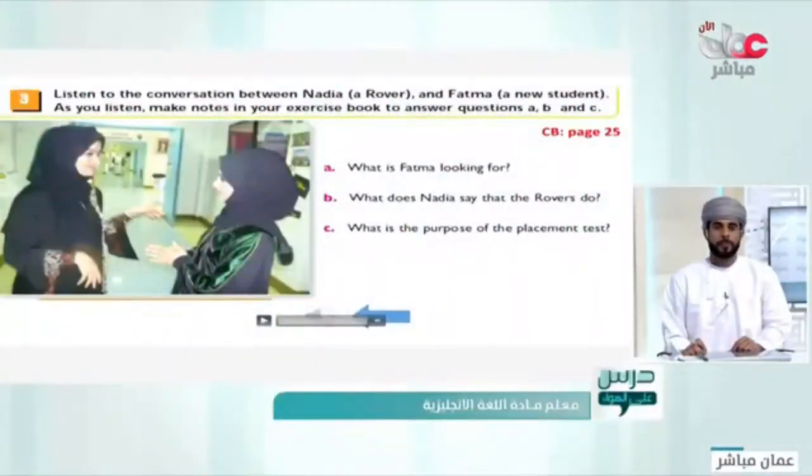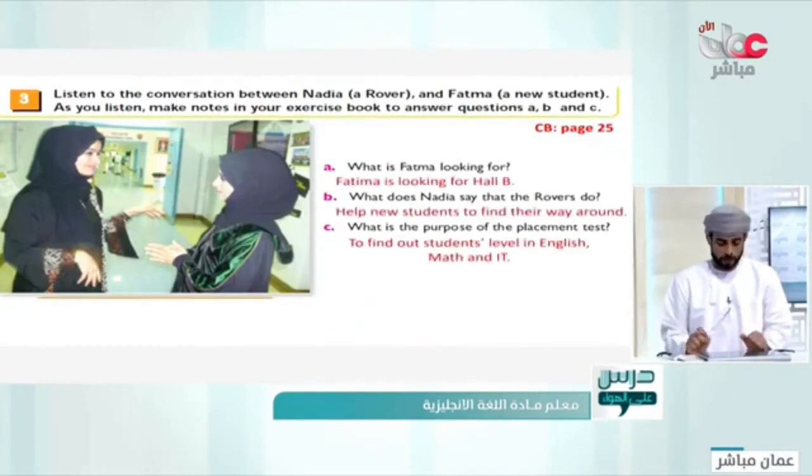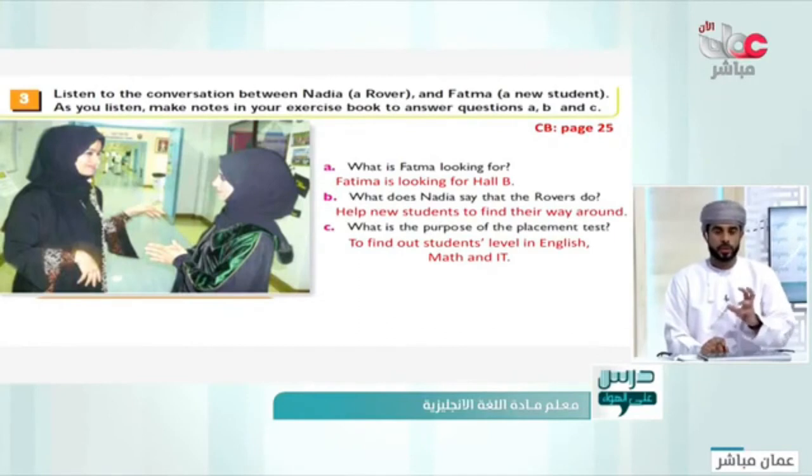Nice. So we are done with the listening. So let's have a look at the questions and go through them and try to answer them. What is Fatima looking for? Let's have a look. Fatima was looking for Hall B there. She was looking for a place. She got lost and she asked that rover for help.